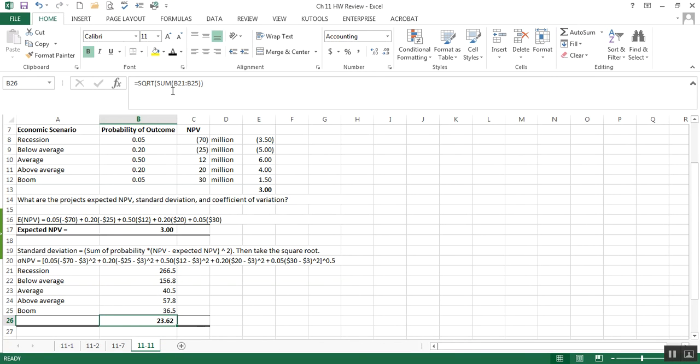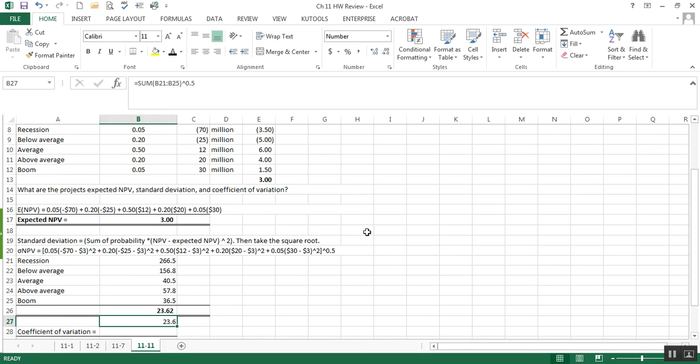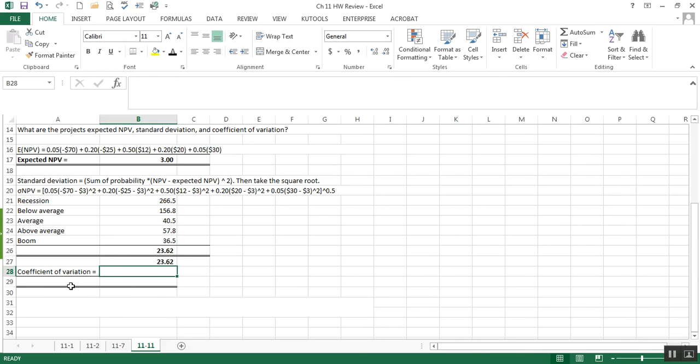And take the square root. So you could see that there's a couple of different ways to take the square root. I summed up those and then I used the square root formula, which is SQRT. Alternatively, you could sum those again and take it to the 0.5 power. It will give you the same answer. Okay? There you go. And now the coefficient of variation.